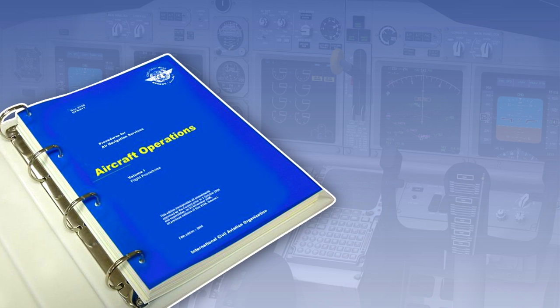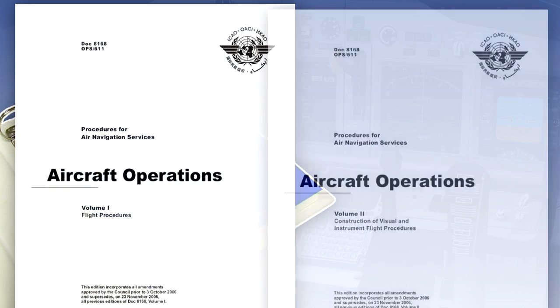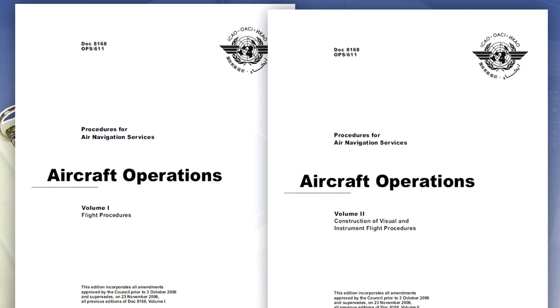The document that specifies the recommendations for instrument procedures is the ICAO document 8168, Procedures for Air Navigation Services, Air Operations, and it comes in 2 volumes. Volume 1 is Flight Procedures, and Volume 2 is Construction of Visual and Instrument Flight Procedures.